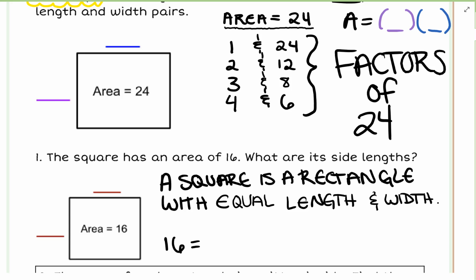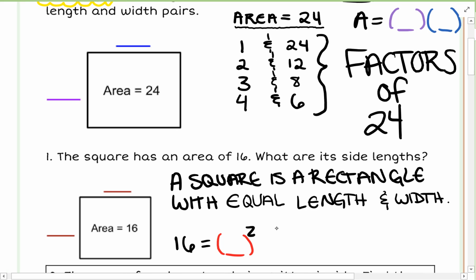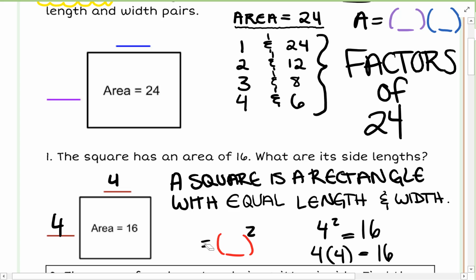Well, 16 is the area, the area is length times width, and in this case, the length and the width are the same. So when you have the same thing being multiplied by itself, there's actually a word for that. It is squared. So something squared gets me 16. That is 4. Yes, 4 squared, or 4 times 4, gives me 16. So the side lengths of this square are 4.